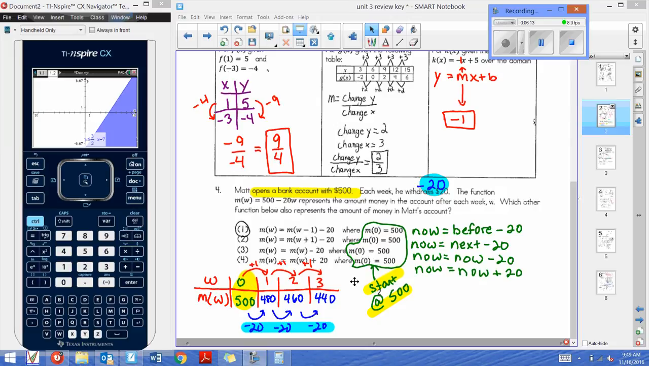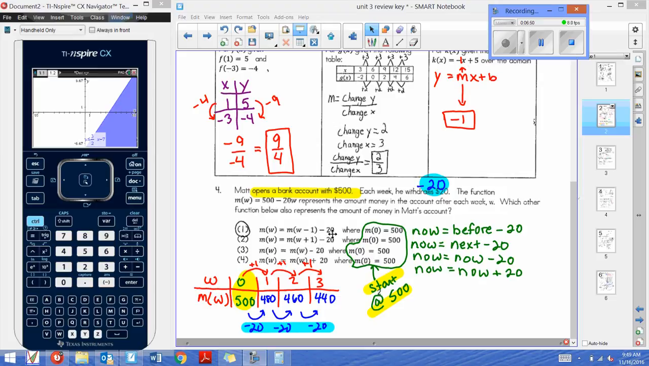You could have made your table longer, but I can already see my pattern as I'm taking away 20. The reason why I'm not really focusing too much on my starting point is because all answer choices 1, 2, 3, and 4 say that we start at 500. So what that means is, in number 1, why it's correct, the now is equal to the before minus 20. So anytime I look at the now, I look before, take away 20, and I get the value I'm supposed to. I could do that for any point in my table, and you would still end up getting the same rule that would work.